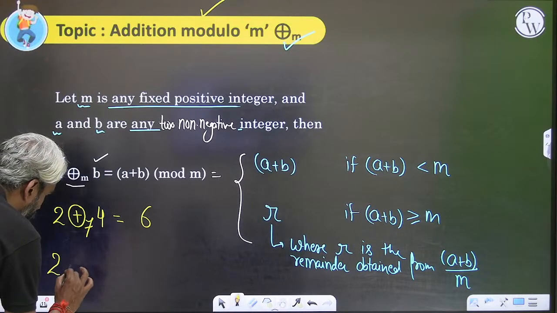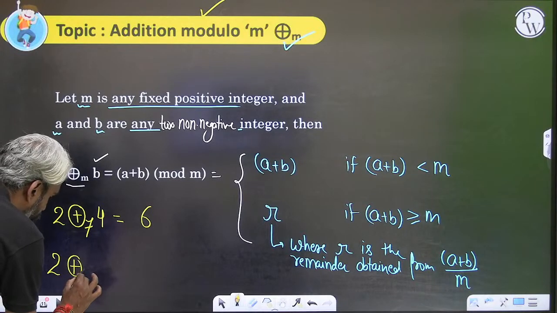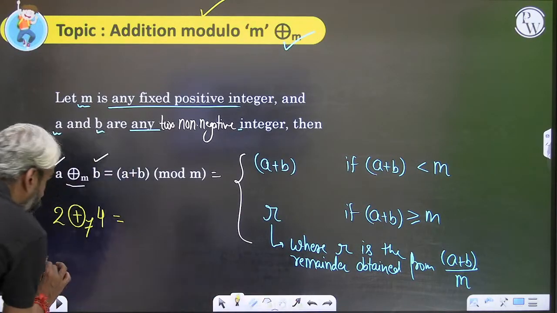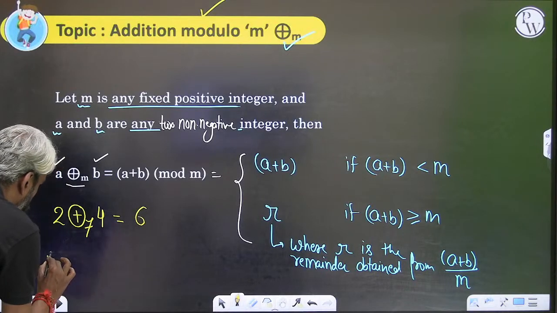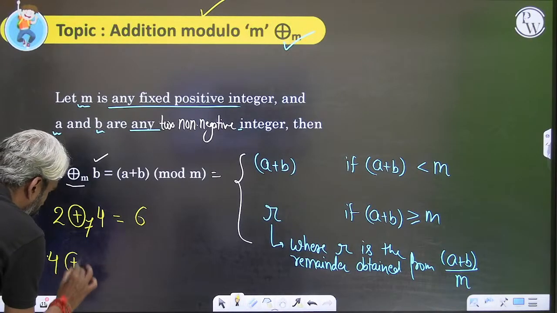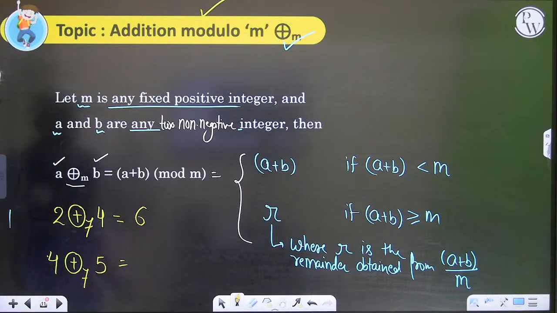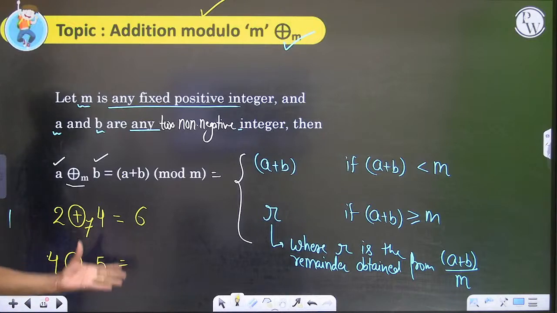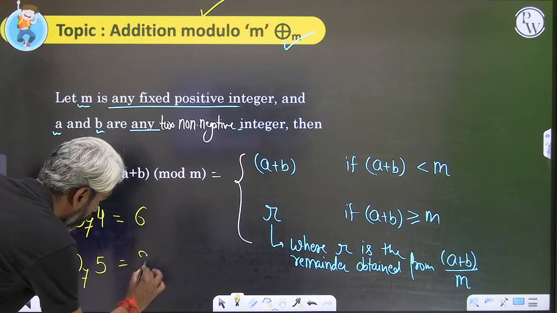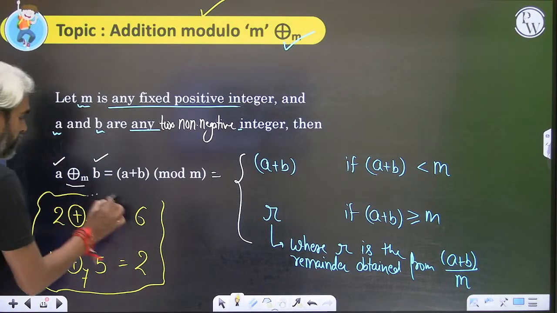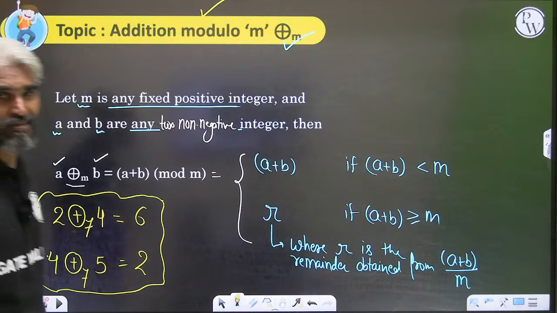Now, if I have 4 addition modulo 7 with 5, then 4 plus 5 is 9. 9 divided by 7, the remainder will come out as 2. This is how the binary operation addition modulo m is defined.